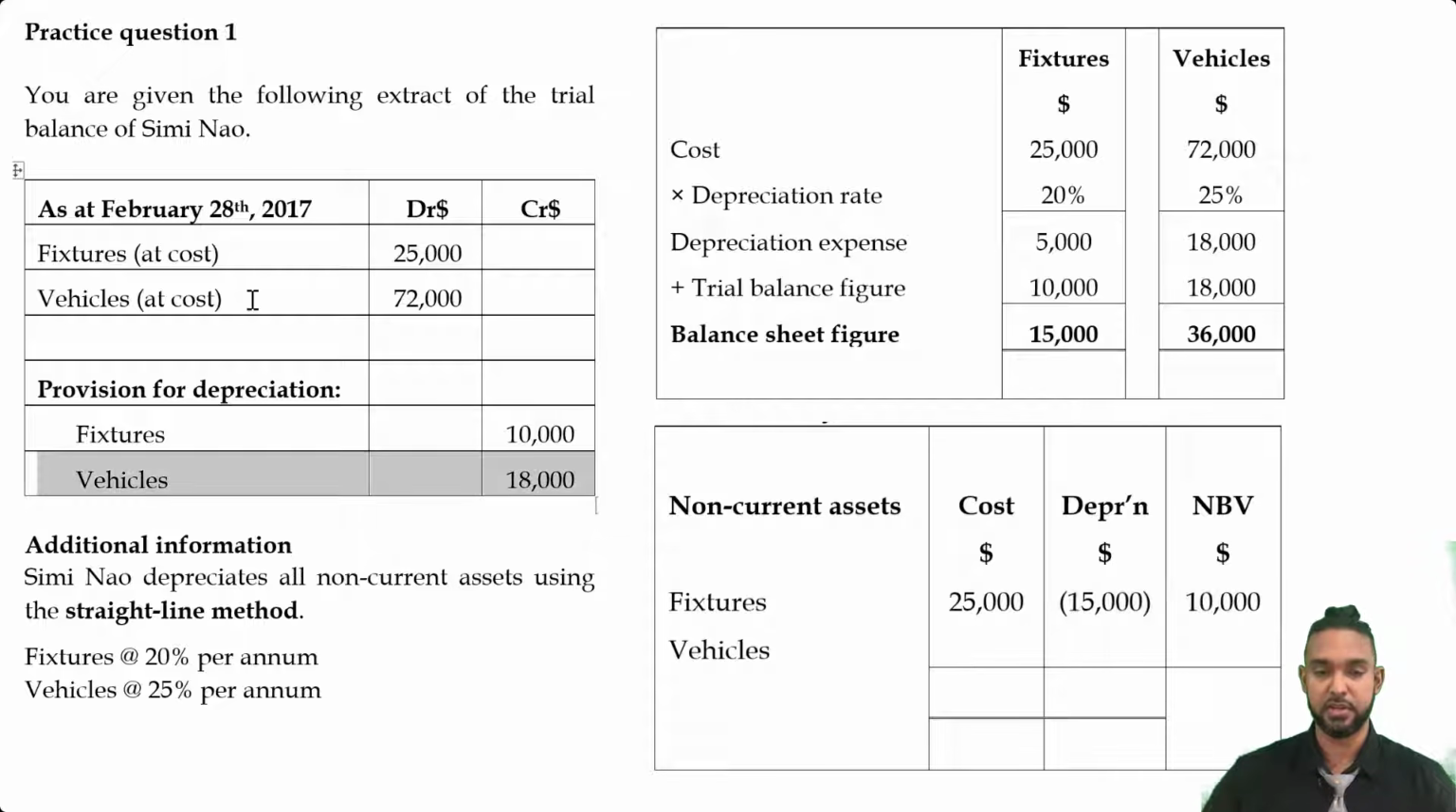So the cost of the vehicles is 72,000. So let's put that in. So 72,000 there. And the depreciation, as we just calculated, is 36,000. So we're going to subtract that and get the net book value, which is also 36.